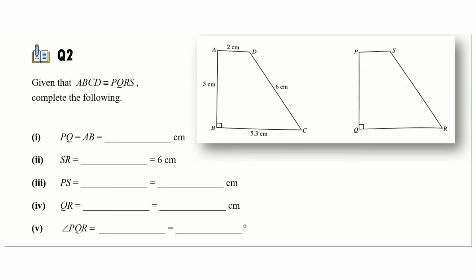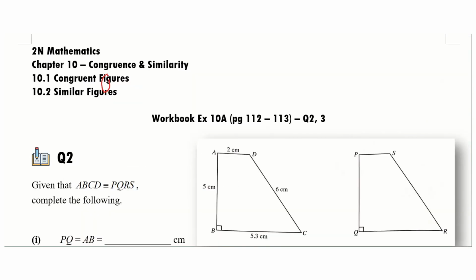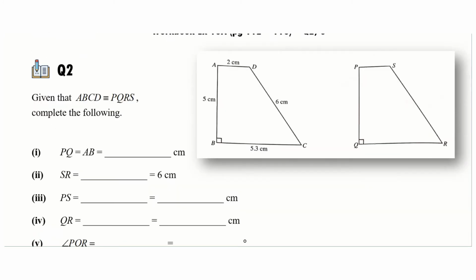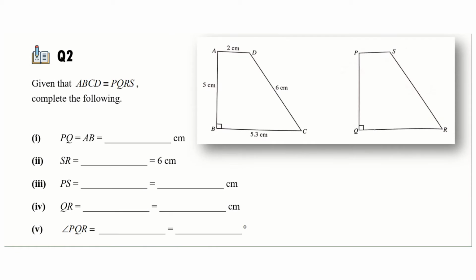We will first take a look at question 2, where we are given that ABCD is congruent to PQRS. This is just a reminder that this is the congruent symbol. You need to be able to recognize this symbol, although we will not be commonly using it. You should also learn how to spell the word congruent itself.